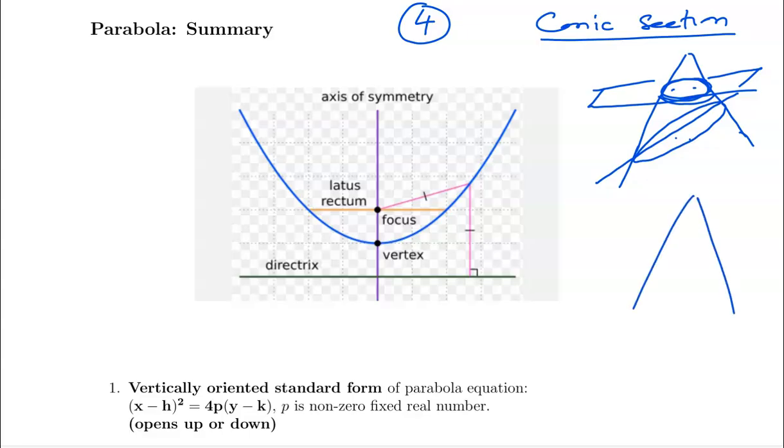If you have a cone like this, and then if you cut it like this, then you're going to see the cone looks like that. So you're going to see a parabola there, right? Now, let me erase this one.